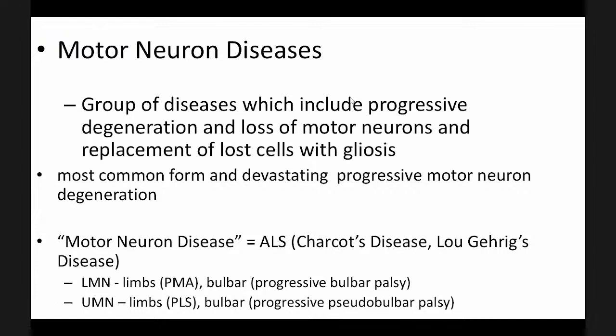It may be of two forms, that is a lower motor neuron type and an upper motor neuron type. That is the hallmark of amyotrophic lateral sclerosis. In the lower motor neuron type, we have progressive muscular atrophy, that is PMA, also known as bulbar. And in the upper motor neuron type, we have primary lateral sclerosis, also known as pseudobulbar palsy.